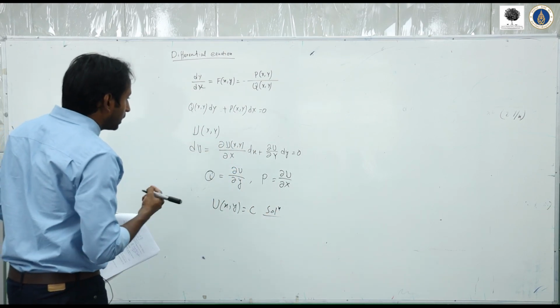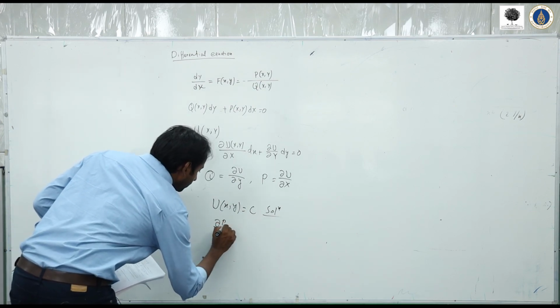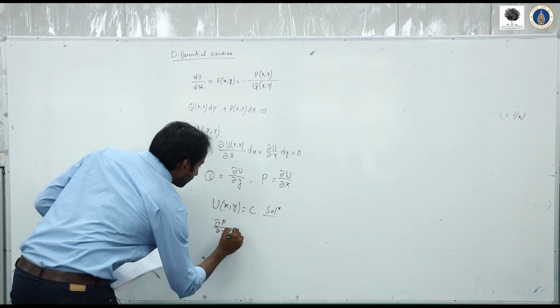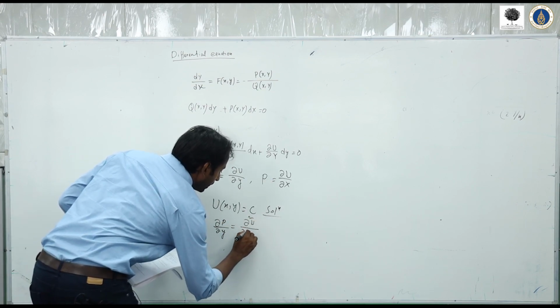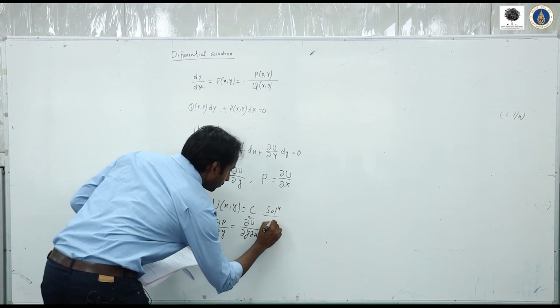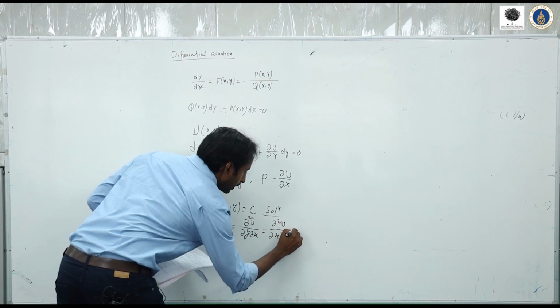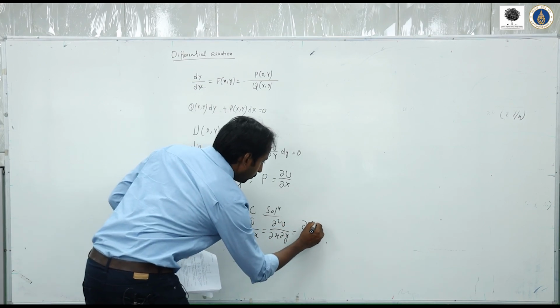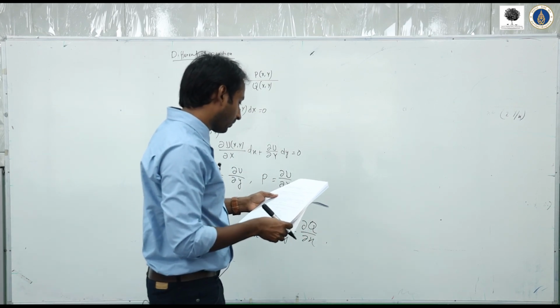And how do you check our differential equation is exact? You have to take del p by del y, which is del 2u by del y del x, equal to del 2u by del x del y, equal to del q by del x. Let me give an example to you.